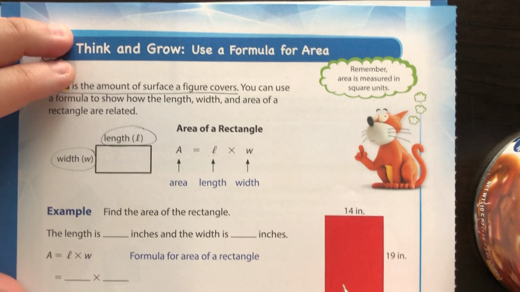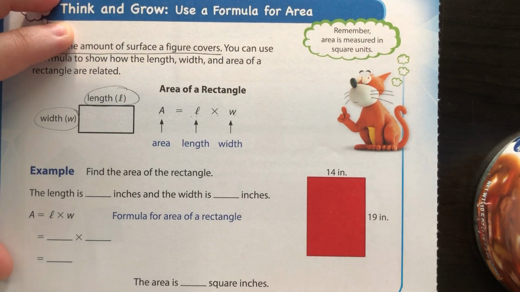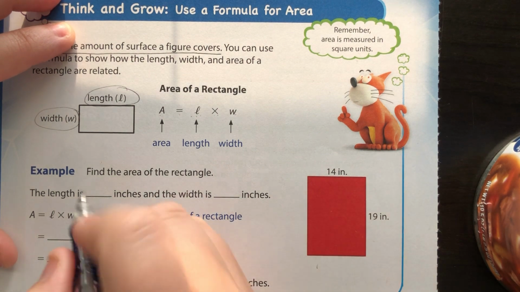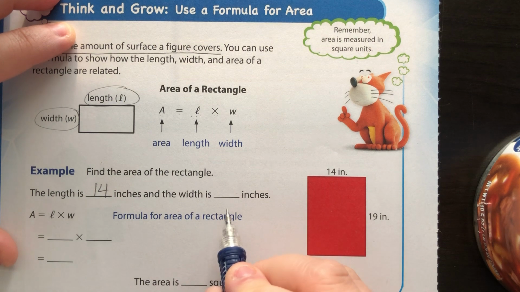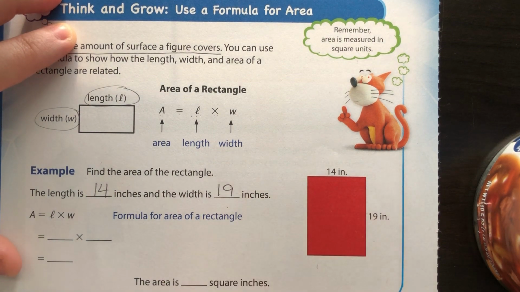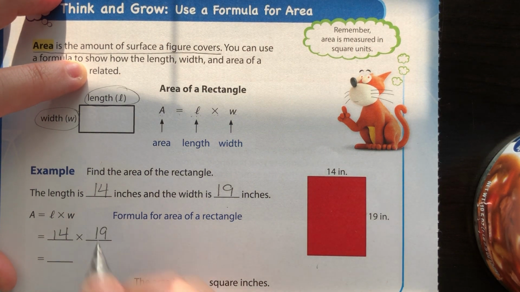Now, here's our first example, this little rectangle right here. The length of this particular shape, remember length is the top and bottom, is 14 inches. And the width is 19 inches right here. Okay, so when we're multiplying 14 times 19, what do we get?